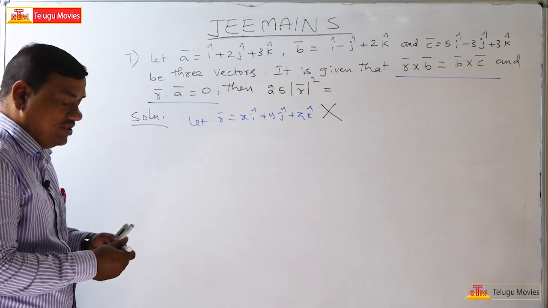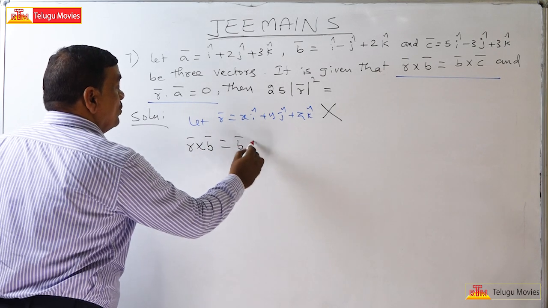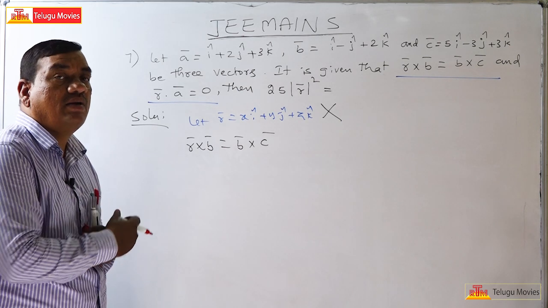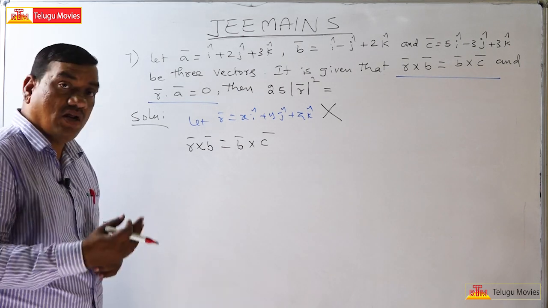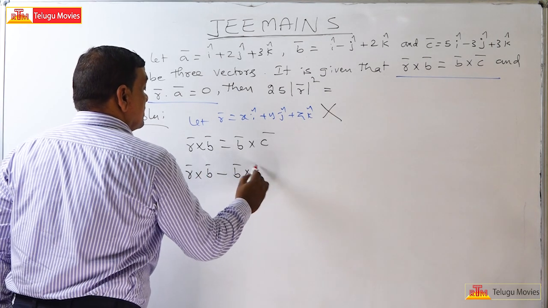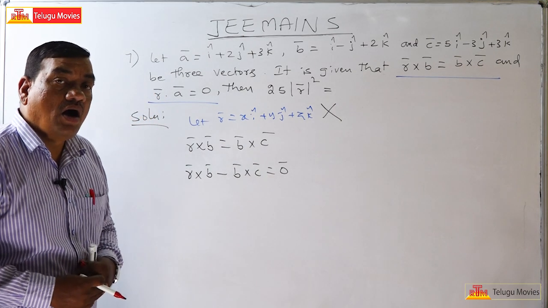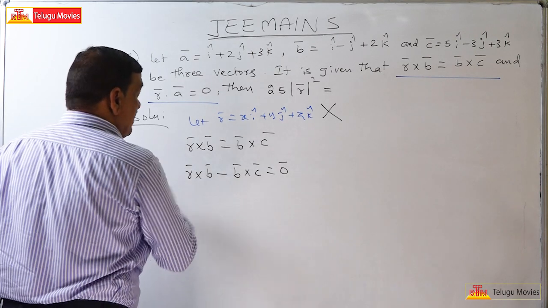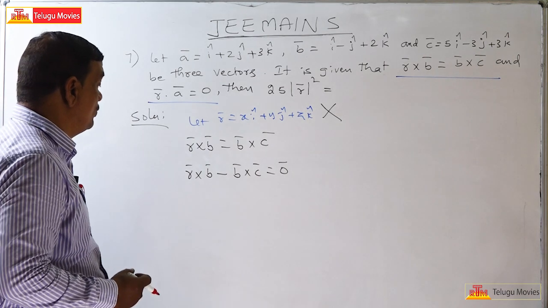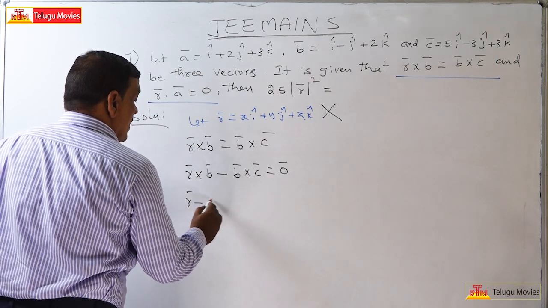Take the first given data. What is the first given data? R bar cross b bar is equal to b bar cross c bar. Then what shall we do? Let us take b bar cross c bar to the left hand side. So r bar cross b bar minus b bar cross c bar is equal to 0 bar. We can take r bar as common. This we can write as r bar minus c bar.